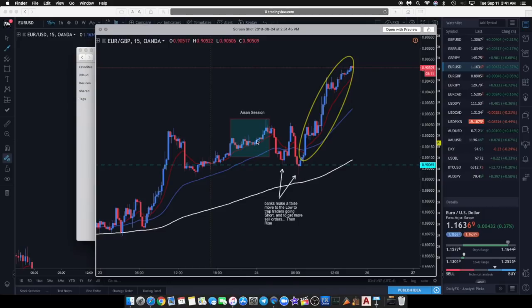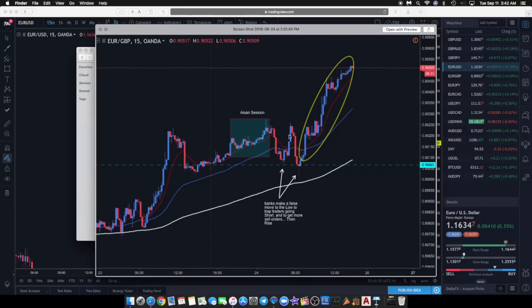Here's another one. Came down to the Asian low of the range. We hit it twice and rise. This one, as you can see, we went just a little bit below, but we didn't go far below it. So this is still a type 2.